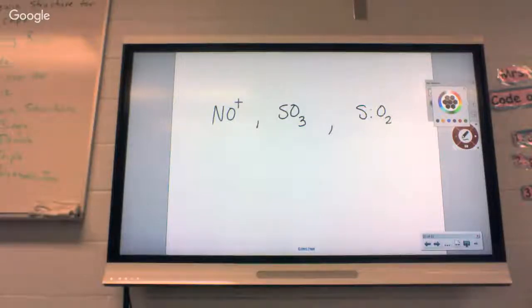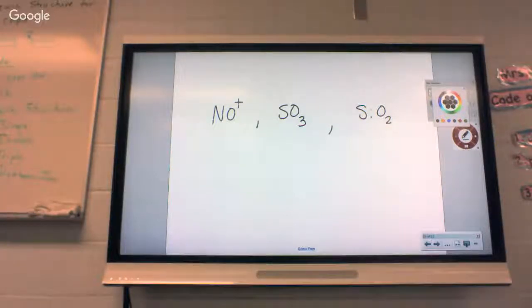Now, this is our practice for in class tomorrow. When I say find the geometry, if you don't have any structures drawn, can you find the geometry? No, because I'm not giving you time in class to draw this.